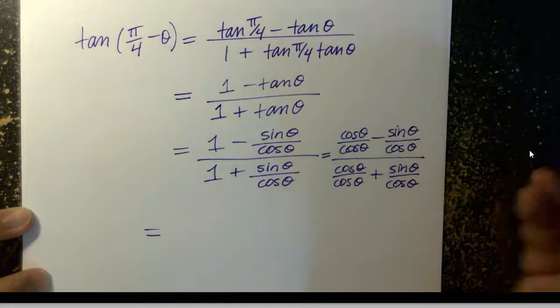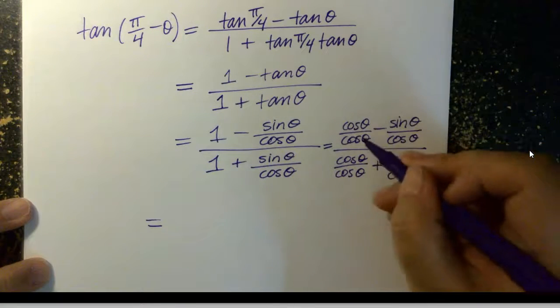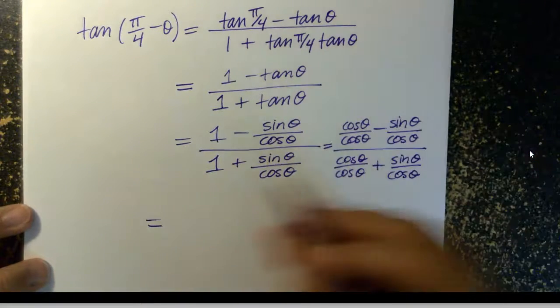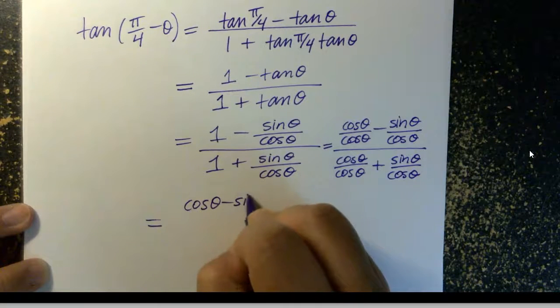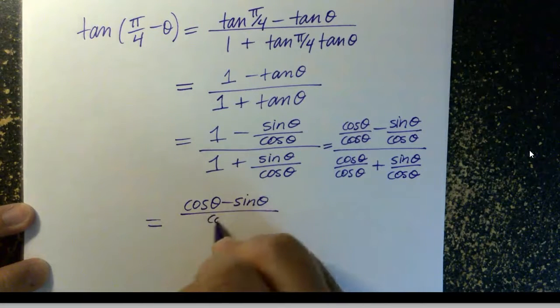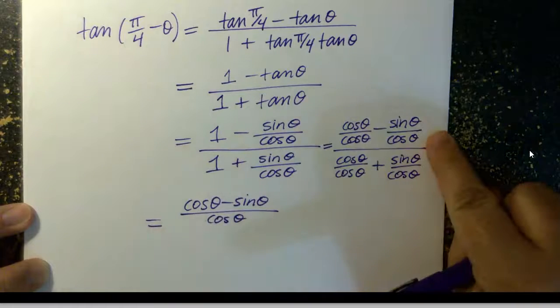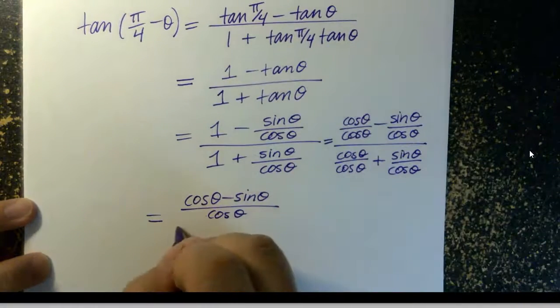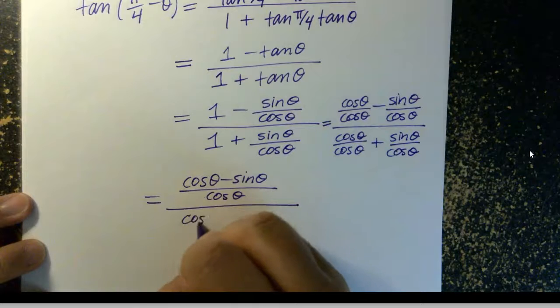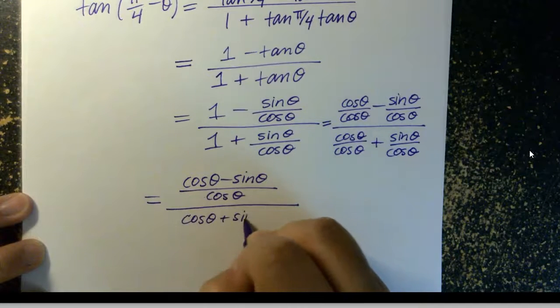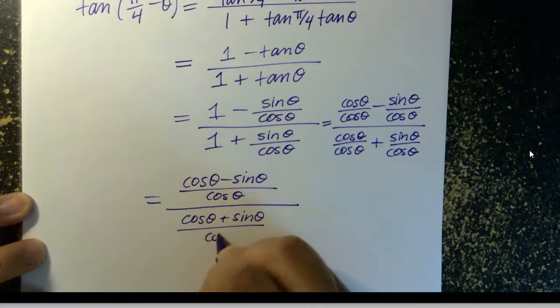And now I'm going to rewrite this and say I've got two fractions with a common denominator. I can rewrite that as one fraction. Cosine minus sine all over cosine. That's just the numerator, the part I've written so far. Then I can do the same thing to the denominator. Cosine plus sine all over cosine.